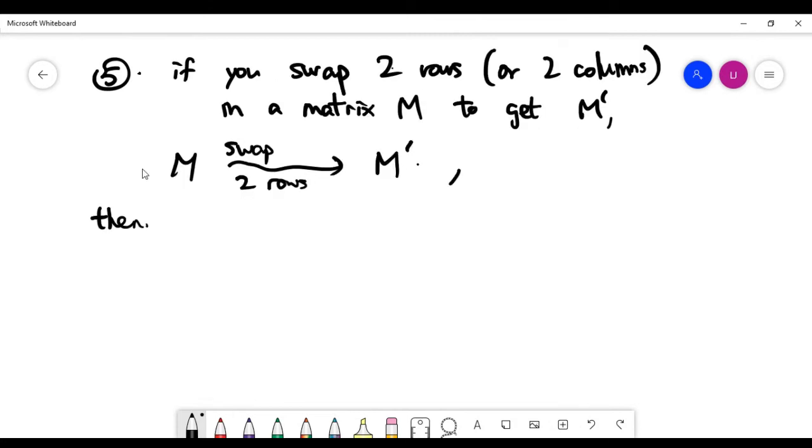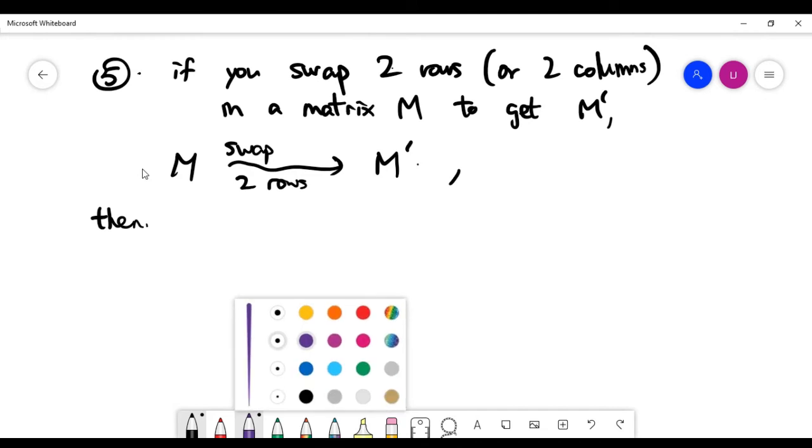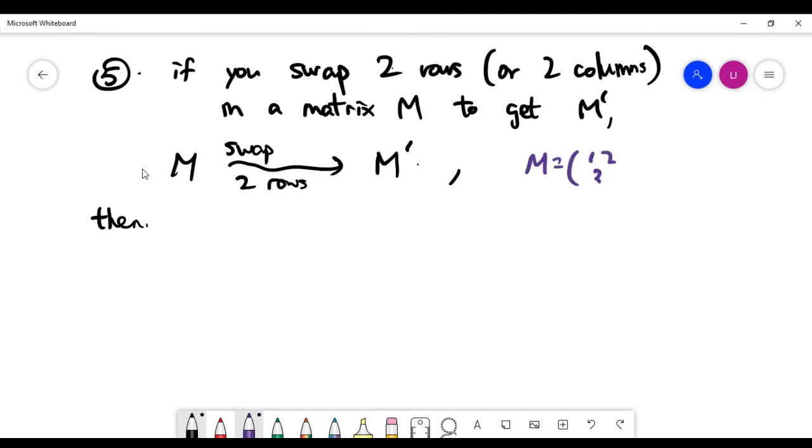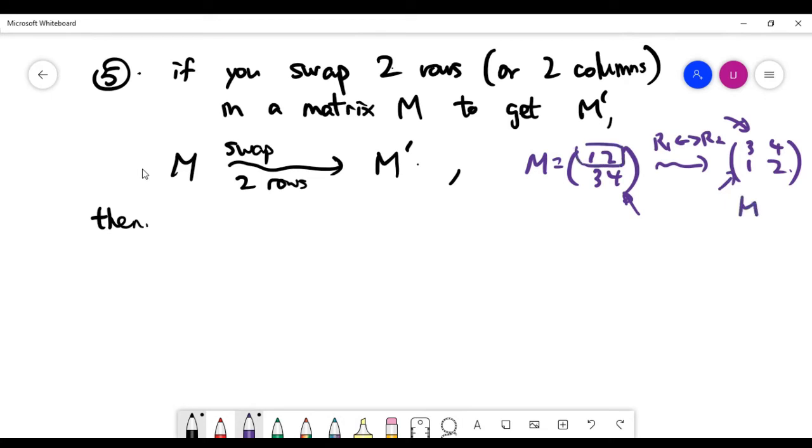So let's say now you try to swap two rows of the original matrix M to get a new matrix M prime. So for example, I'm talking about a situation like this. If you have a 2 by 2 matrix M like this, you can swap row 1 and row 2. So it means the new matrix has the row 3, 4, which is the same as row 2 in M, as row 1 of the new matrix now. And similarly, the second row of the new matrix is the same as row 1 of the original matrix. We can call this new matrix M prime.